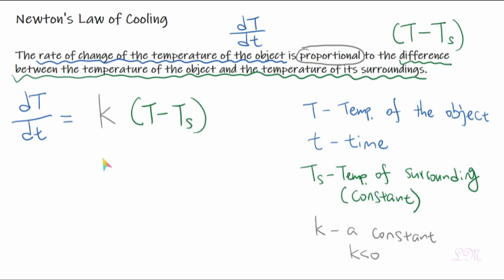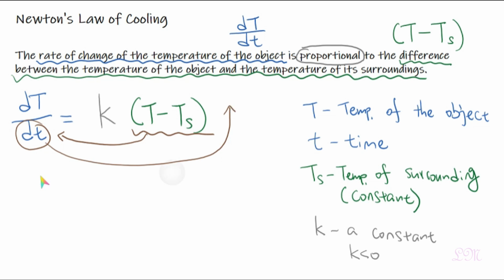Alright, now let's solve this differential equation. Separation of variables here. We're going to divide the T minus T_s to the left side. We're going to multiply the dt over to the right side. So dT over T minus T_s is equal to k times dt. You can divide the k over to the left side too. Either way is correct, but to me it's just simpler to keep the k on the right side.